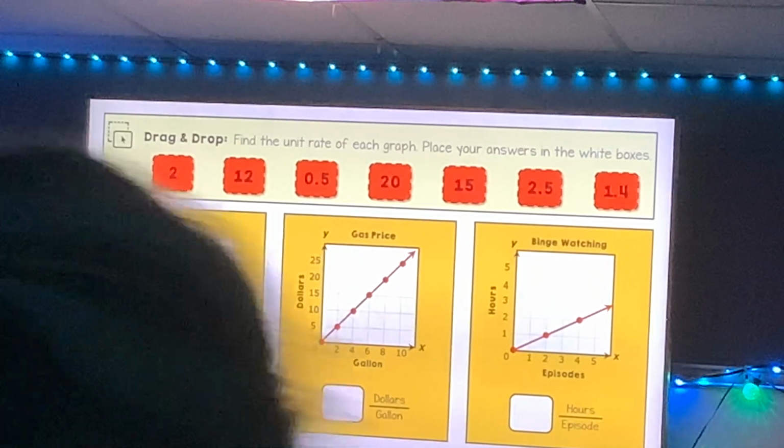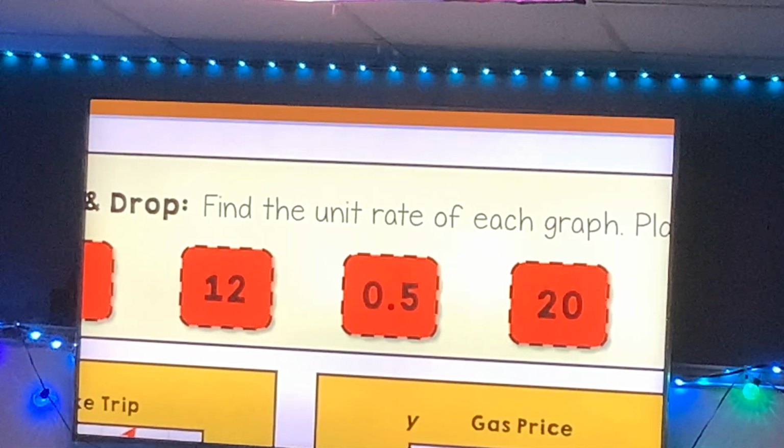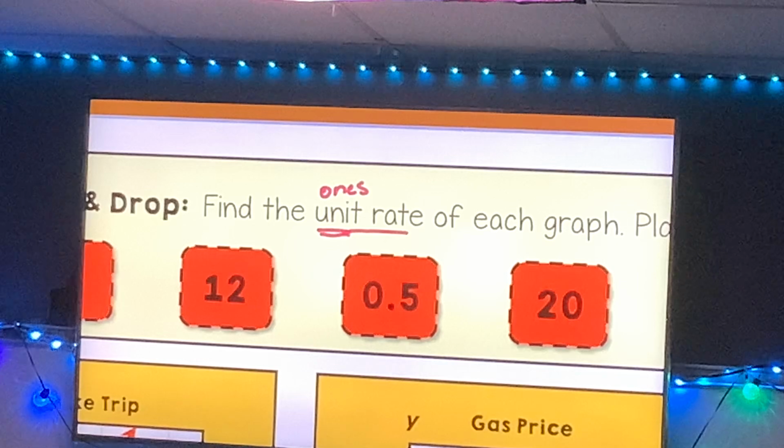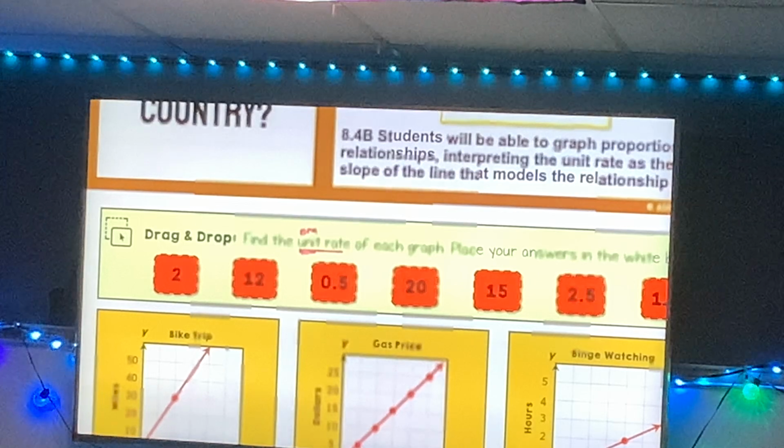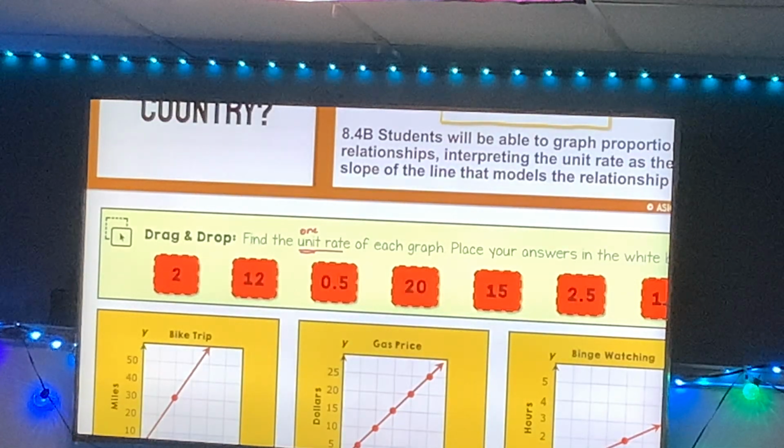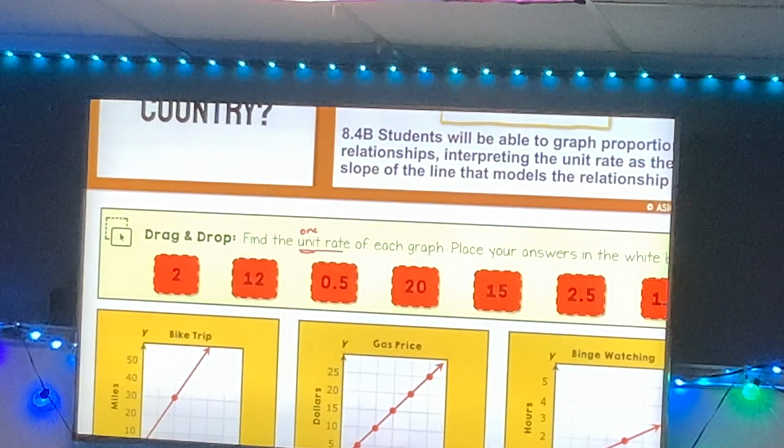Okay, so if you will underline up here unit rate. So your unit means 1. So you want it per item. You are still finding it for slope, and then you're dividing it for one item, okay?